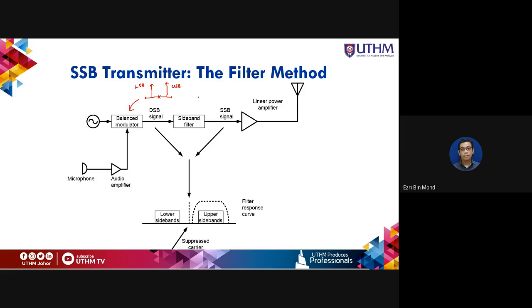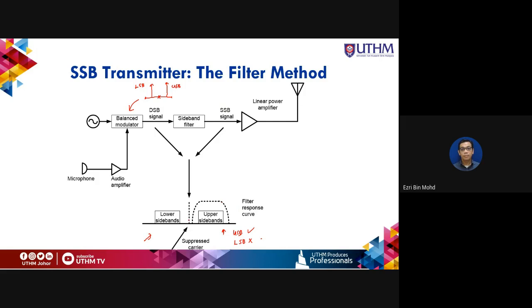So here we want to produce a single sideband, either lower sideband or upper sideband. Let's say for example we want the upper sideband to be transmitted and eliminate the lower sideband. For example here, we have the suppressed carrier, lower sideband, upper sideband. So the filter response curve here only takes the upper sideband. So the upper sideband is required and the lower sideband is eliminated.